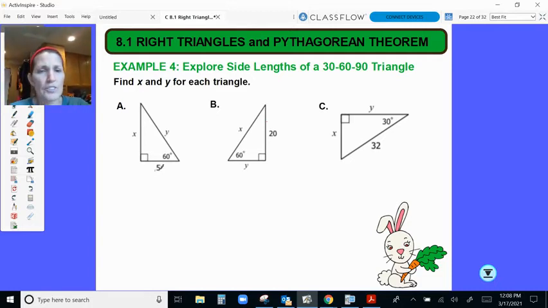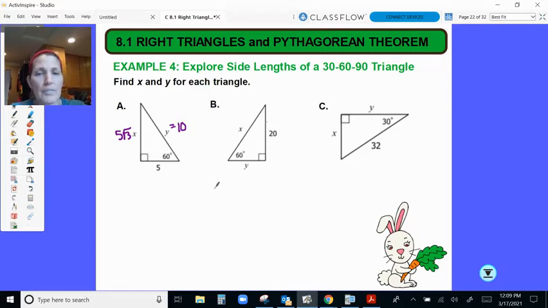So we have our short side here is 5. That means my hypotenuse is going to be 2 times 5, which is 10. And this long side will be 5 square root of 3. Okay, that's it. Now this one's going to be a little more involved because we have this long side.